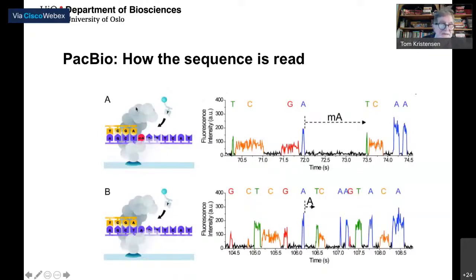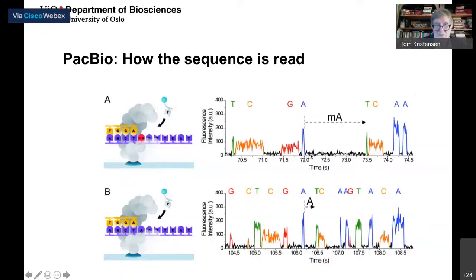So again, this figure shows us the polymerase here. We have a growing chain here. We have an incoming nucleotide, which will be incorporated in this growing chain. And what this again illustrates is that based on the fluorescent signal, we should be able to read the sequence.